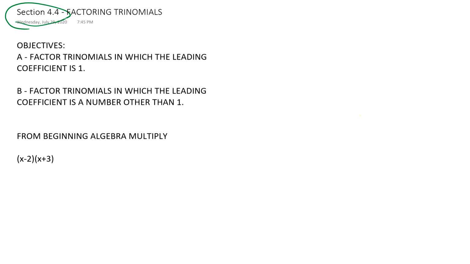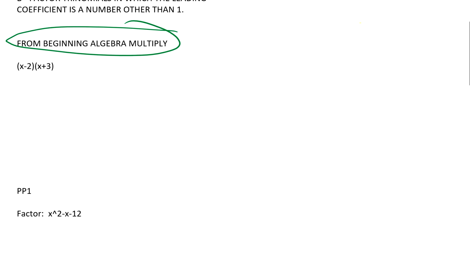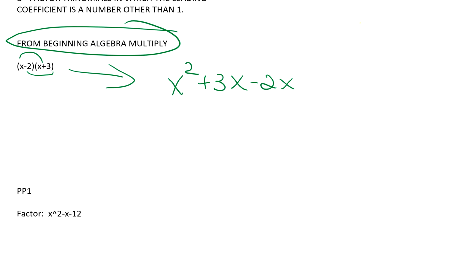All right, we remember from beginning algebra that when we multiply two binomials, such as x minus 2 times x plus 3, foiling, we get x squared. Outside would be plus 3x. Inside would be negative 2x. And last would be negative 6. So when I combine my middle terms, I end up with x squared plus x minus 6 as my solution for multiplying x minus 2 times x plus 3.